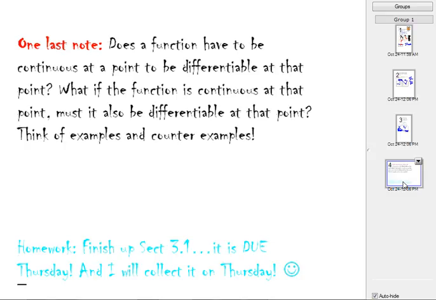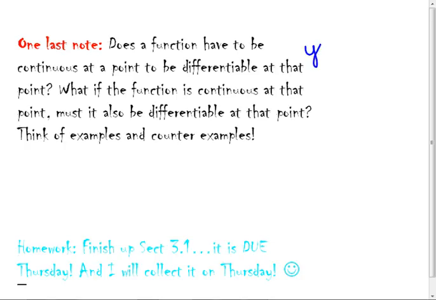One last note. Does a function have to be continuous to be differentiable? Yes. What if a function's continuous? Does it have to be differentiable? No. Can you give me just one easy example? The one we just did, or even easier, just the absolute value of x is a problem because it comes here and it comes here.